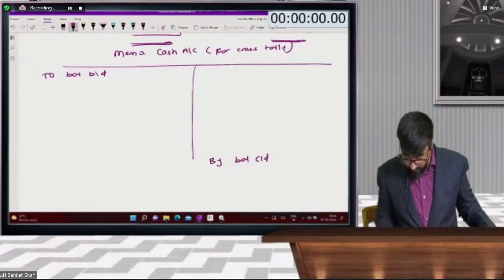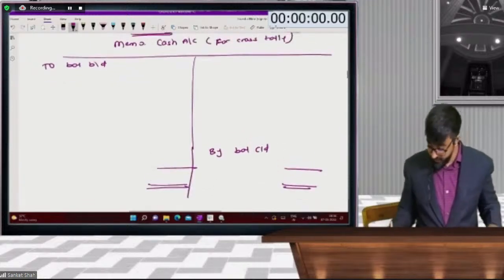Kaveri and Shivam, I just want to check your concentration.